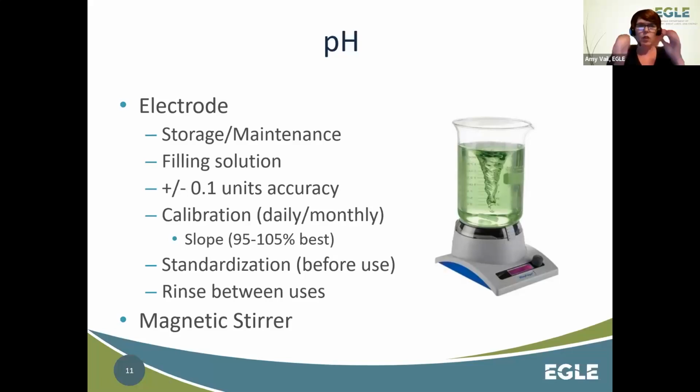You want to make sure that you're maintaining your probes the proper way. Just look at the manufacturer's recommendations on what you should be doing. Filling solution: if you have probes that you have to refill, you want to make sure that you're looking at that and filling it when it starts to get low, because if it gets low, that's going to create issues with the electronics and the millivolts coming through the probe itself.